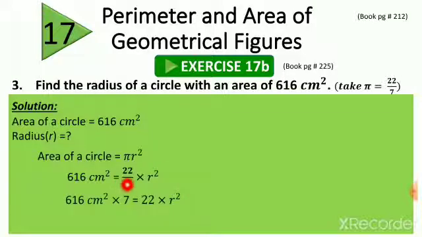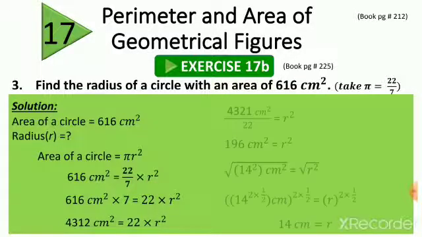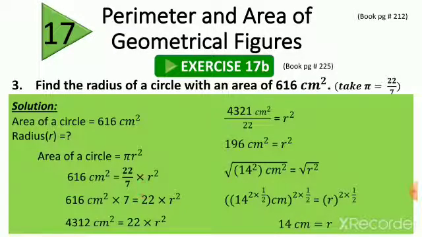So here 7 can be moved to the other side. We need the value of r, so it's extra with it. We will move it to the other side. 7 is dividing here, so it will multiply with 616. Now 616 multiplied by 7 is equal to 4312 centimeter square, and here it's 22 multiplied by r square. Now 22 is multiplying here, so it will move to the other side and divide this value. When we divide, we have got 196 centimeter square is equal to r square.